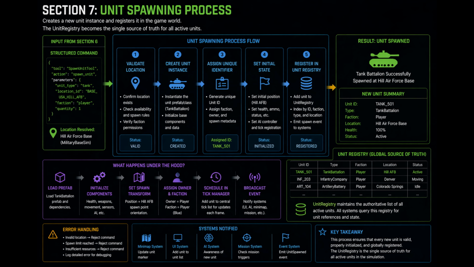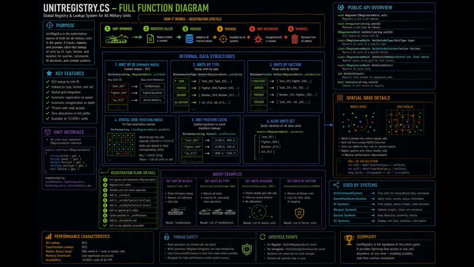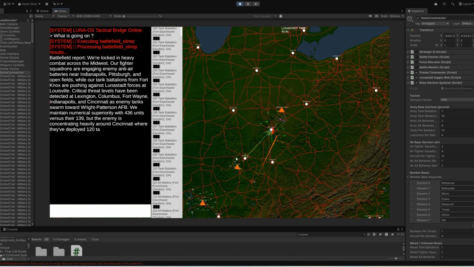In the case of a spawn command, the system performs the following steps. Validate the target location. Create the tank battalion unit. Assign a unique identifier. Register the unit in the UnitRegistry. The UnitRegistry maintains the authoritative list of all active units within the simulation. At this point, the unit has been successfully created and is now part of the battlefield state. With the unit now instantiated, we transition from creation to behavioral execution.